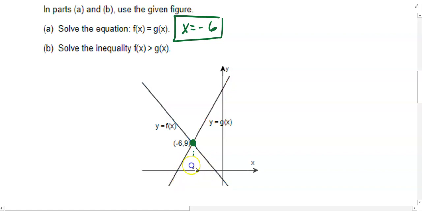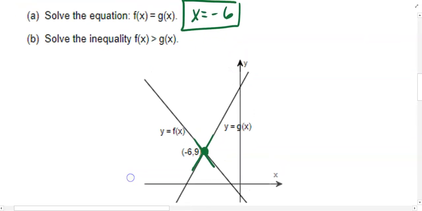I hope that my description isn't making this more complicated than it needs to be, but bottom line is this: the two functions are equal to each other when they intersect. Now for part B, the question becomes, when is the function f of x greater than the function g of x? Or for what x values is the function f going to be greater than the function g?